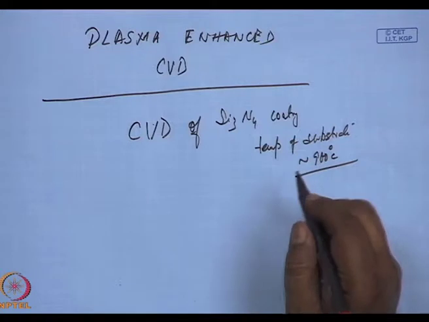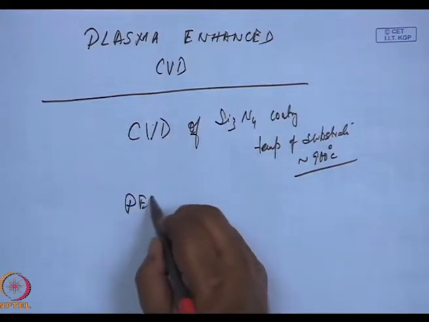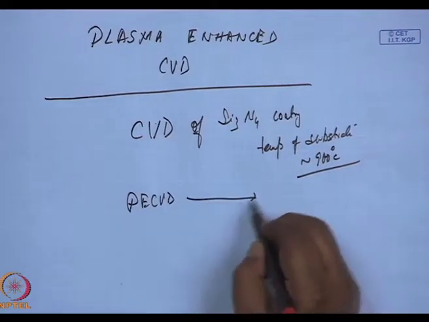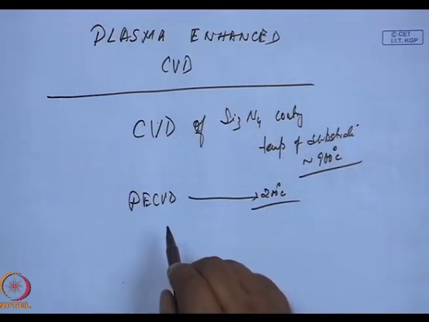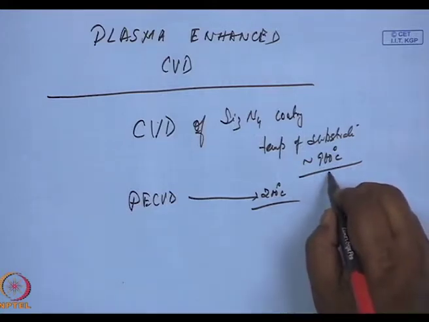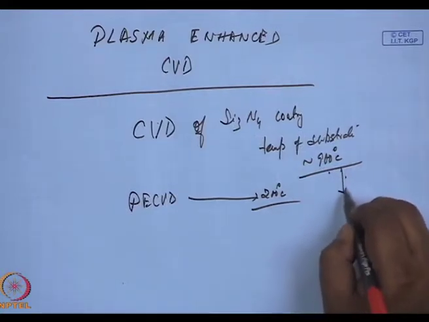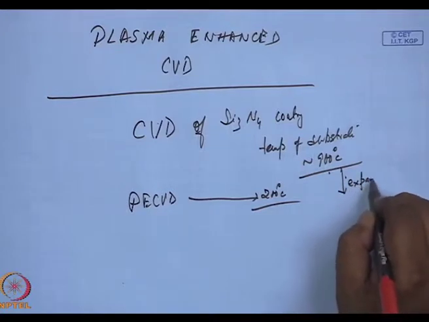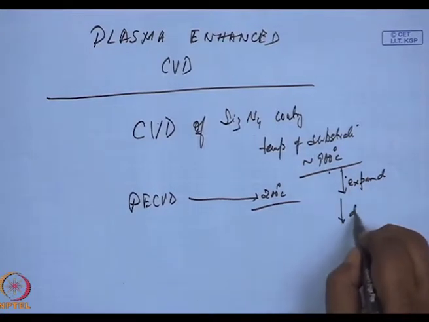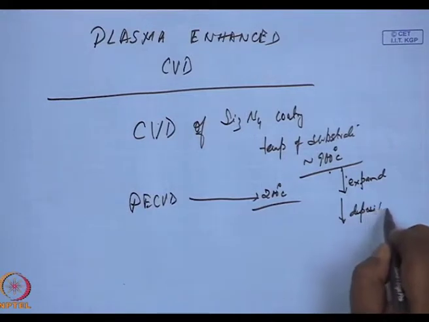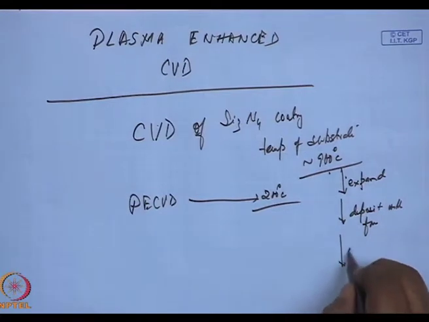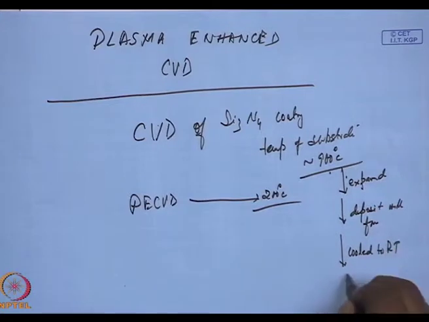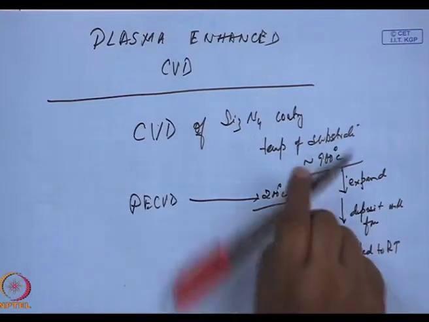Whereas in the PECVD, this is hardly 200 degrees centigrade. The problem here is the substrate will expand, deposit will form, substrate cooled to room temperature, and here comes a big problem.